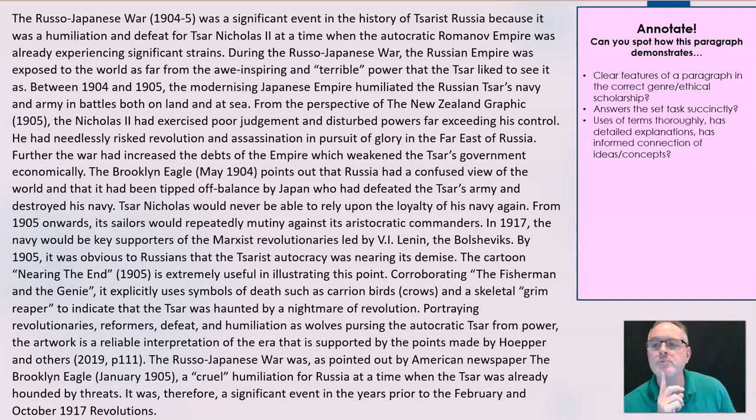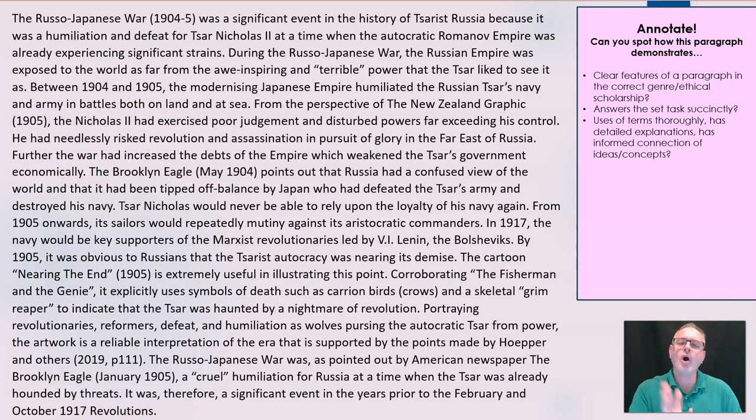Am I using terms thoroughly throughout the task? Am I using terms at every opportunity I can all the way through? That will help me be succinct, by the way. Am I accurate in my use of terms, or have I confused the terms? Am I calling things the wrong name? Have I got detailed explanations, given that I can only do about 250 to 300 words?